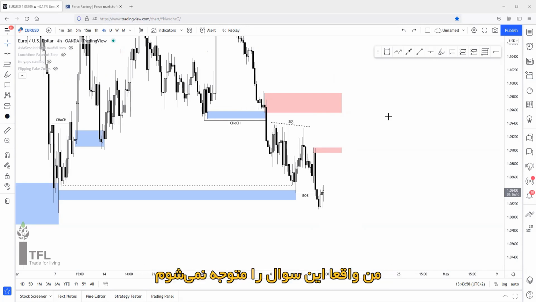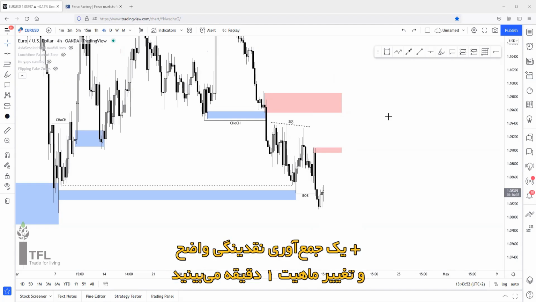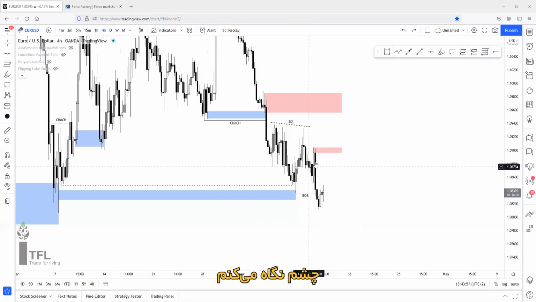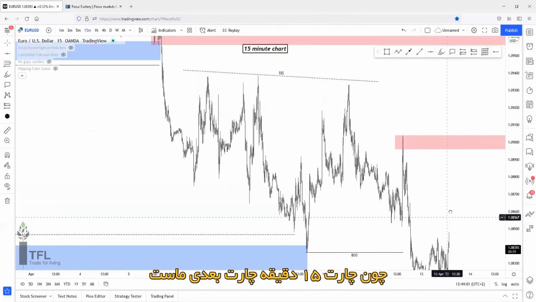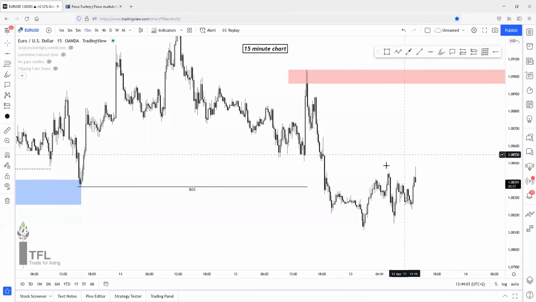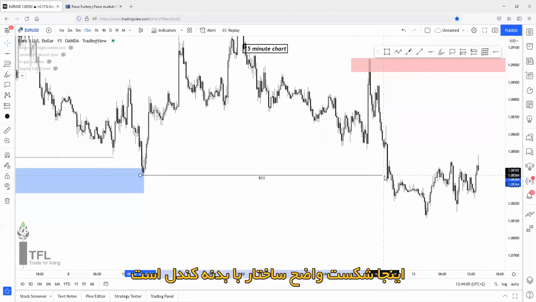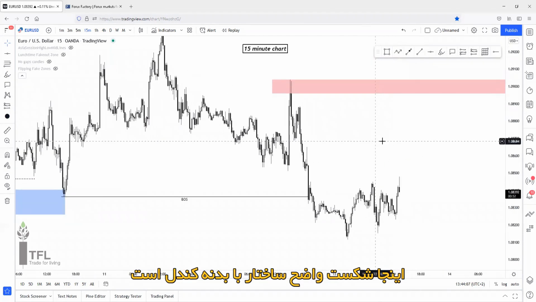I don't really understand this question, sorry. If you look at the 15-minute, we can see a clear 15-minute sweep with a 1-minute change of character. Okay, I will see that. Let me just see that, because the 15-minute is the next chart. So here was a break of structure, a clear body break of structure.